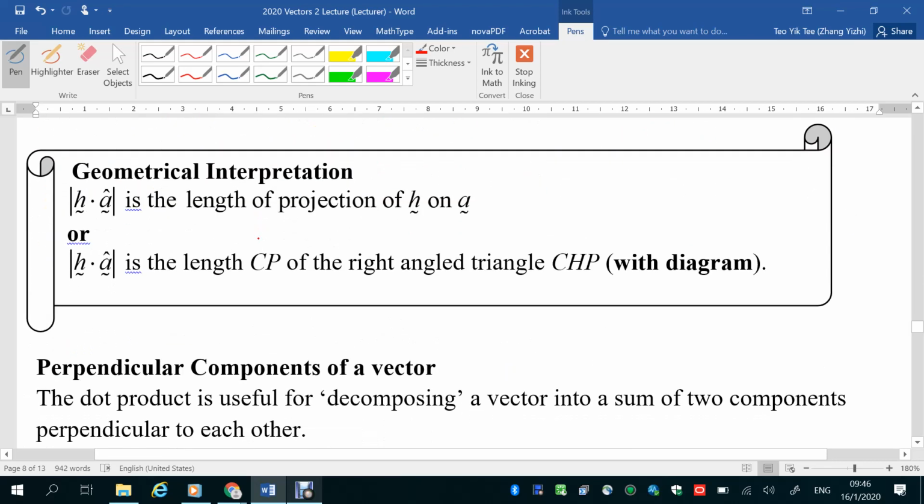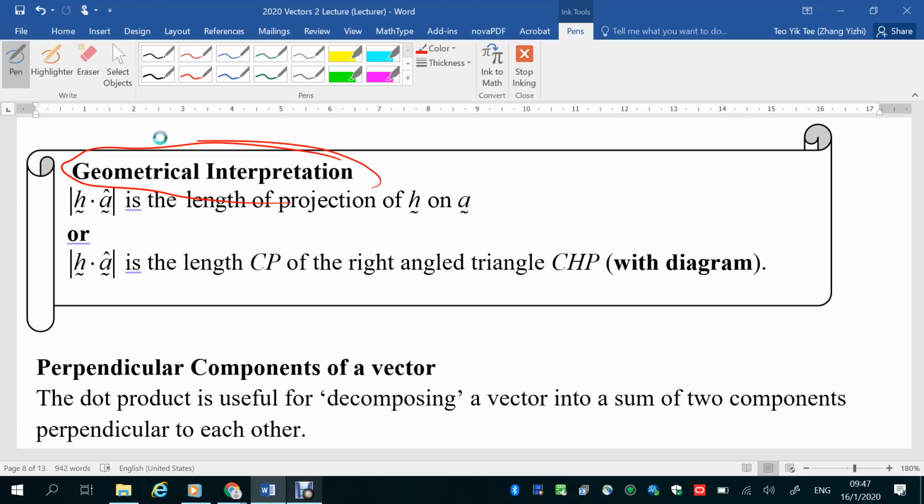So bear in mind, you need to know the two formulas: the projection formula and the length of projection formula, that I must know. Second thing, this is super important. You will see this appearing in many of your chapters, in particular vectors and complex numbers. In vectors, they will ask you to give the geometrical interpretation of H dot A hat. So you must recall, this is the length of projection of H onto A. So how do you want to answer this question?